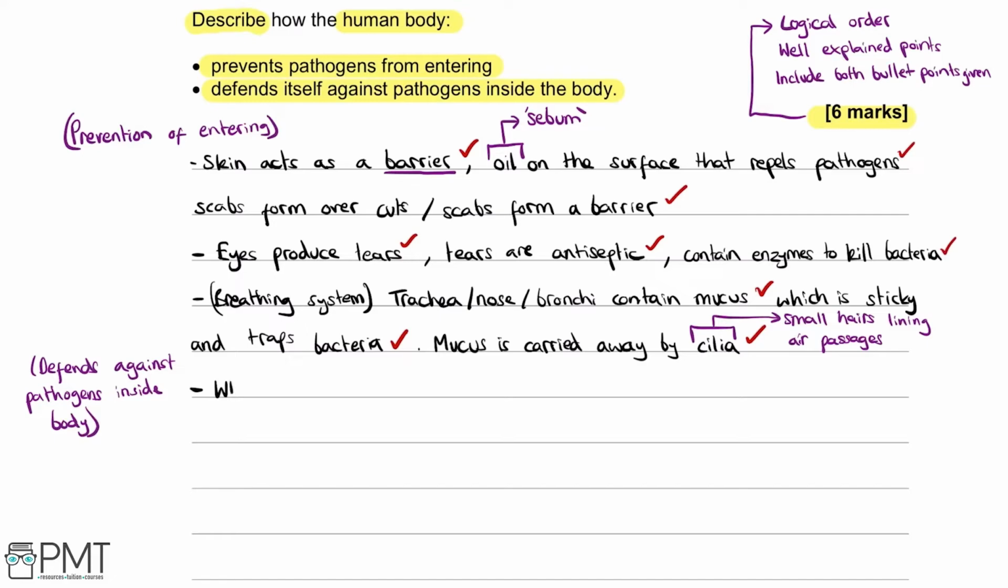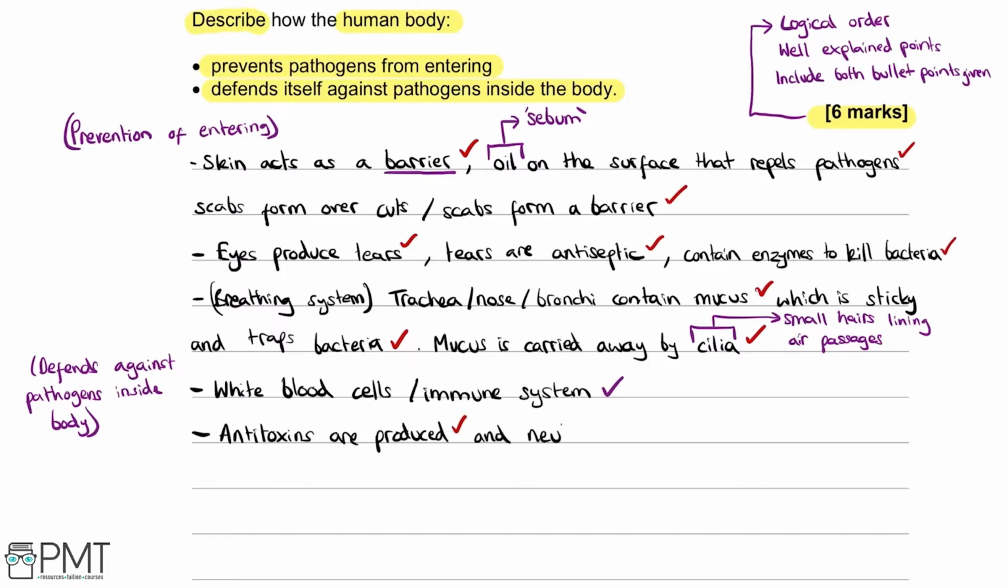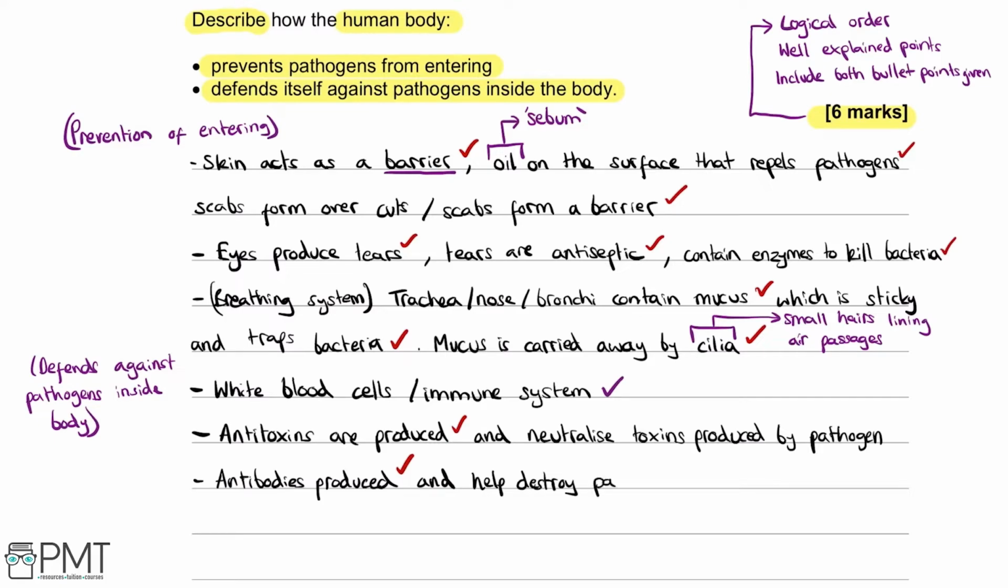So when a person is infected with a pathogen, one of the first things that's going to happen is the immune response, and this is caused by your white blood cells and your immune system, and so that's the first mark that you can go for the second part of the question. Then you might go on to talk about the production of antitoxins, so this is done by the white blood cells, and the antitoxins will neutralise the toxins that are released by the pathogens, so it's battling the parts that actually make you feel ill. Similarly, you can talk about the production of antibodies, and these are responsible for destroying the pathogen itself, so those statements will get you another couple of marks.